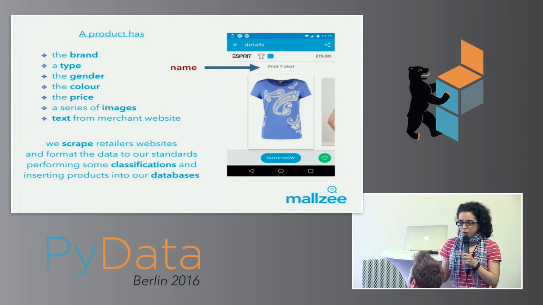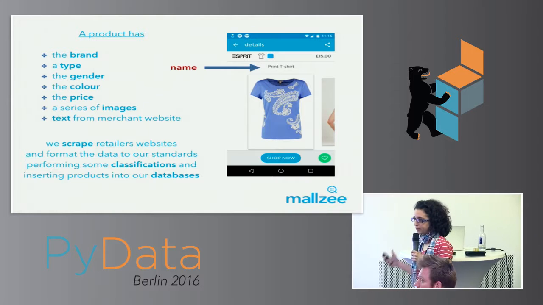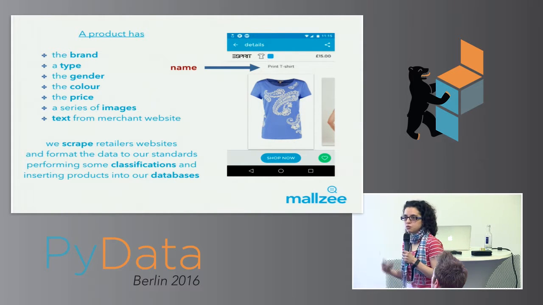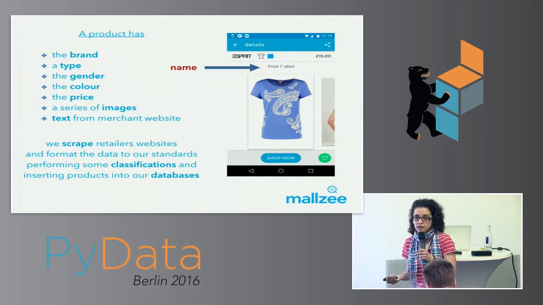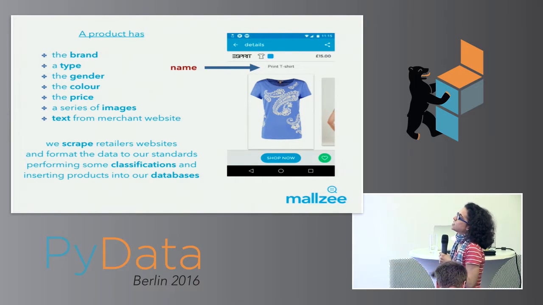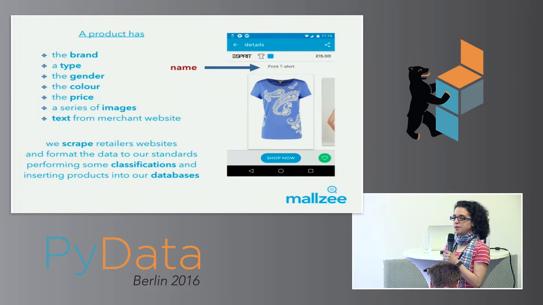So what we do is we have a massive job of scraping data out of websites and formatting it to our standards by doing some classification, specifically on the type and on the color, because we have our own tags. Hence, we have had to train some classifiers for this job. And then we insert it into our databases. So print t-shirt, in this case, is the name of the product, and this is part of the text.